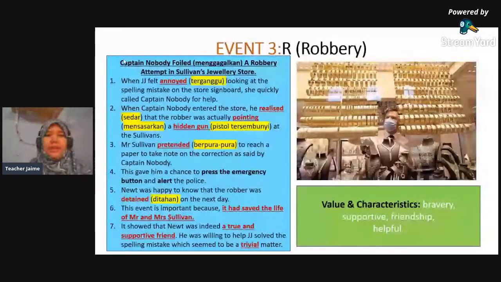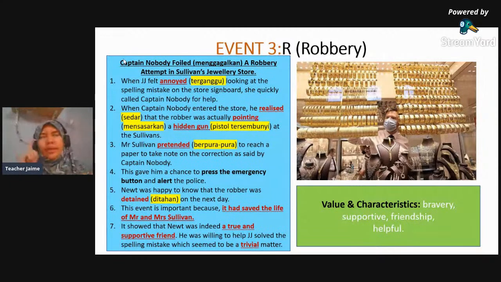Okay, number 3 is robbery. Captain Nobody foils, menggagalkan, a robbery attempt in Sullivan's jewellery store. When JJ felt annoyed, terganggu, looking at the spelling mistake on the store signboard, she quickly called Captain Nobody for help. Remember, this event started because JJ felt annoyed. When Captain Nobody entered the store, he realized, dia tersedar, that the robber was actually pointing a hidden gun at the Sullivans.